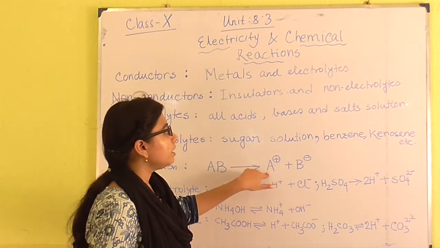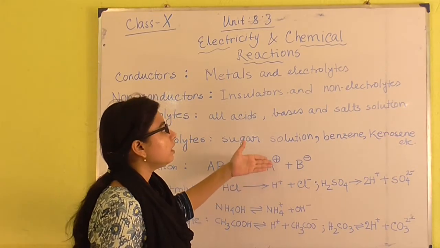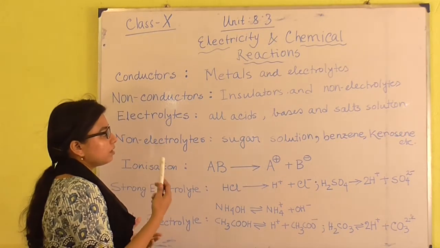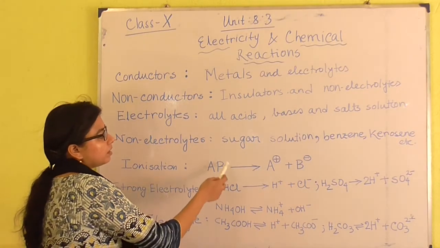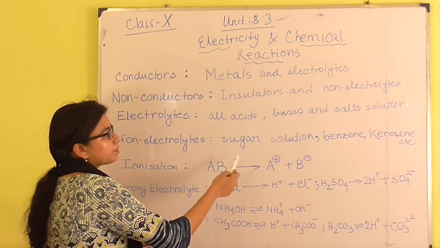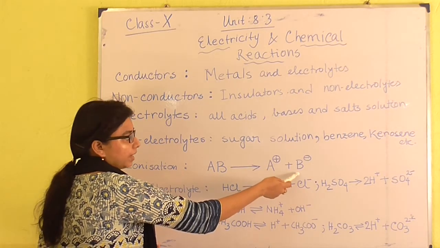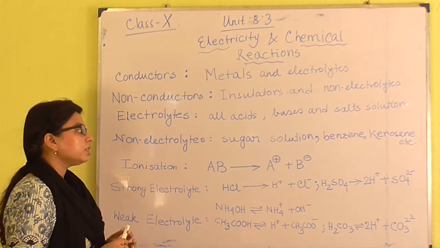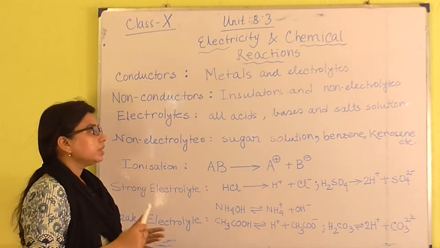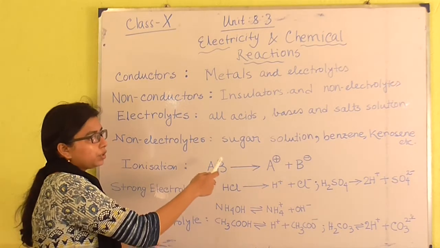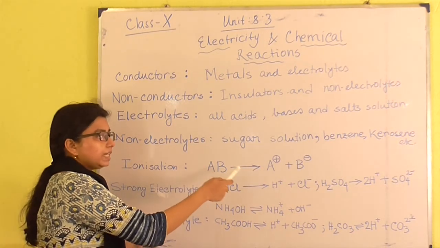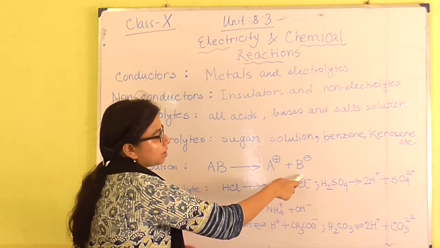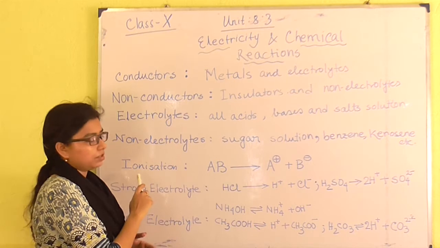So through this cation and anion they can conduct electricity, and the process by which the whole molecule splits into ions is known as ionization. That means ionization or dissociation is the process through which a whole molecule of an electrolyte splits and produces a positively charged ion and a negatively charged ion.